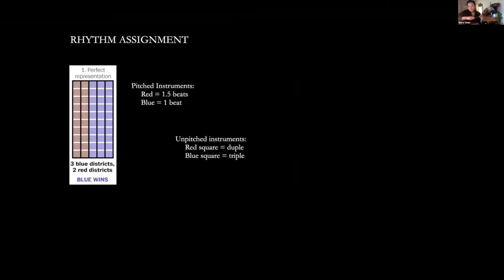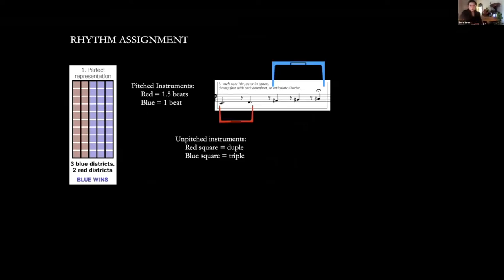So, rhythmic assignment. We have pitches figured out in terms of how to set them starkly against each other, so that you can hear the red family, the red districts, versus the blue districts. And then rhythmically, I was thinking the pitched instruments can have the values of the red be a little longer than the blue, so that would be a dotted quarter versus a quarter.